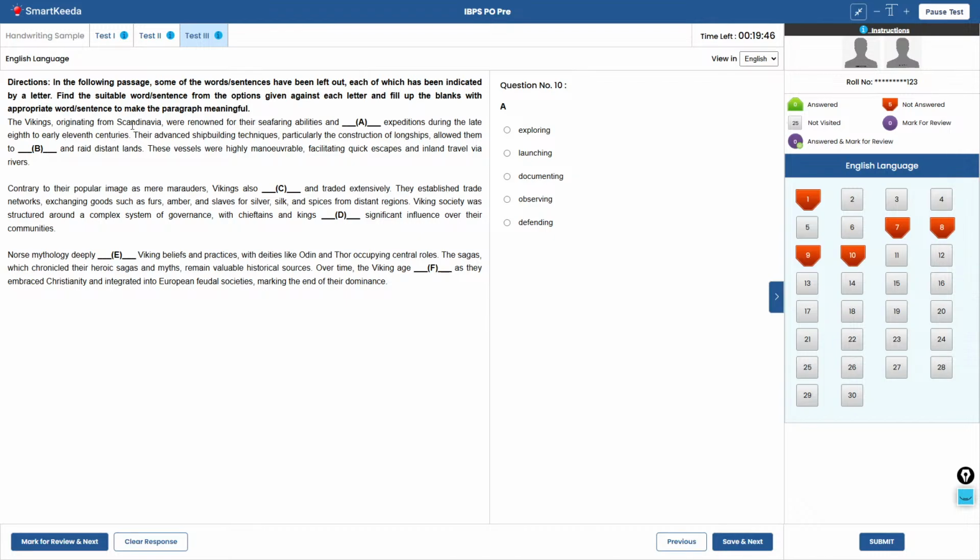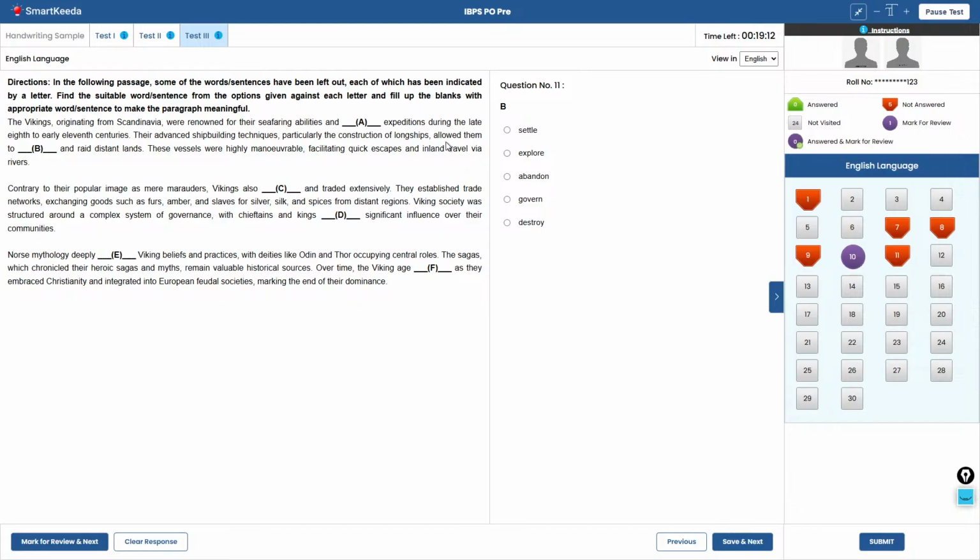Vikings originated from Scandinavia, were renowned for their seafaring abilities and dash expeditions, launching expeditions, observing, defending, documenting. Expedition, explore. We don't explore expedition. We launch expedition. Okay.